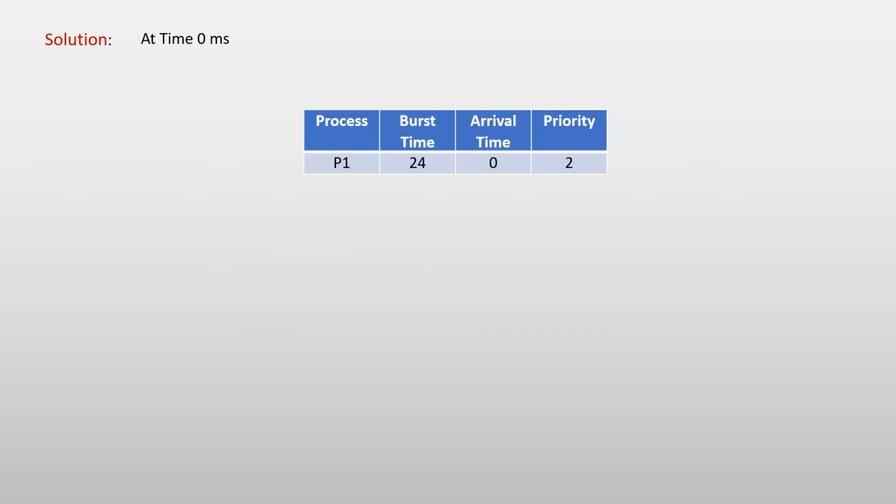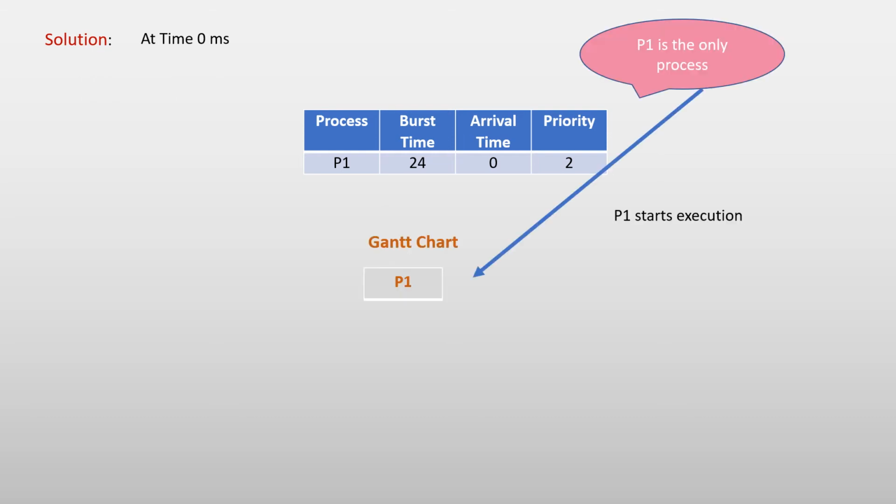So let's see the processes again. At time 0, P1 arrived, its burst time is 24 and its priority is 2. So it is the only process, so it will start execution. P1 started at time 0 and goes on till 4 milliseconds, because at 4 milliseconds P2 arrives.